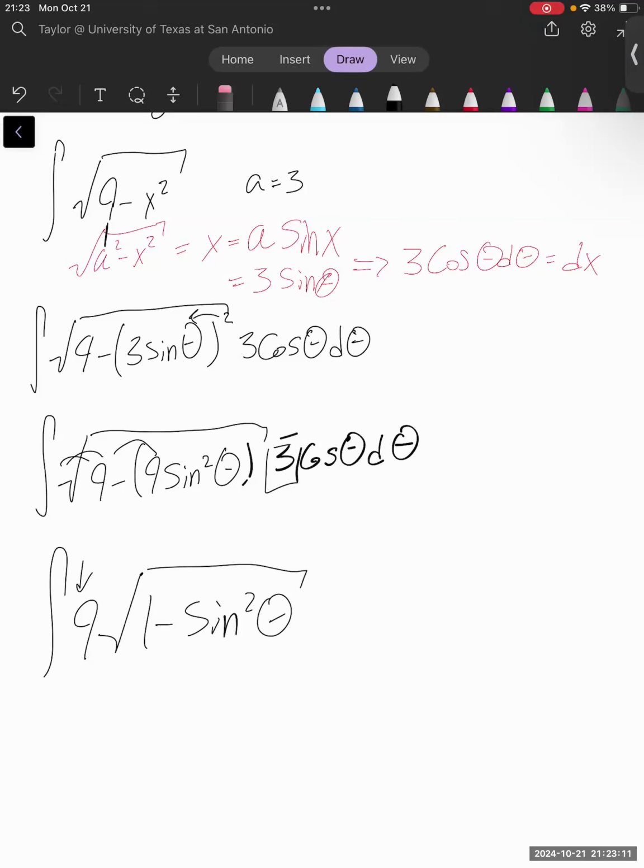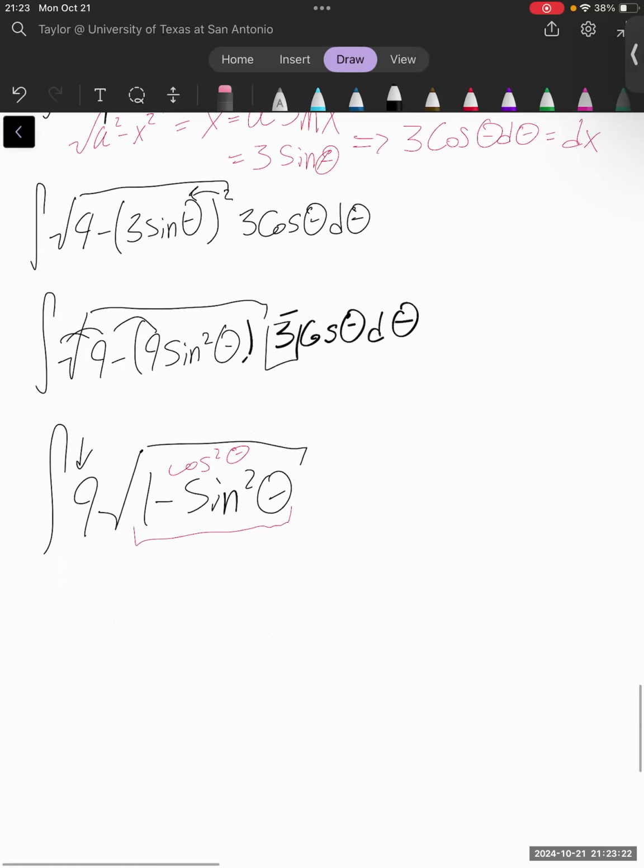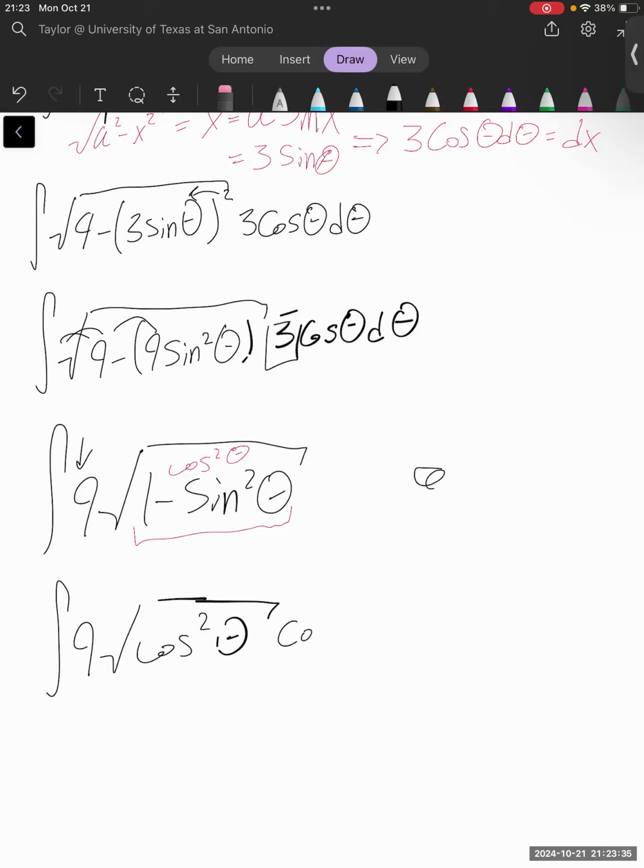And then we have an identity for this expression. Remember, it is cosine squared theta. So rewriting this expression, we get the integral of 9 root cosine squared theta times cosine theta d theta.